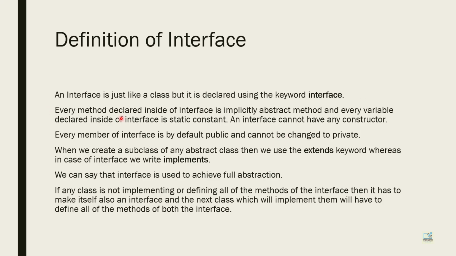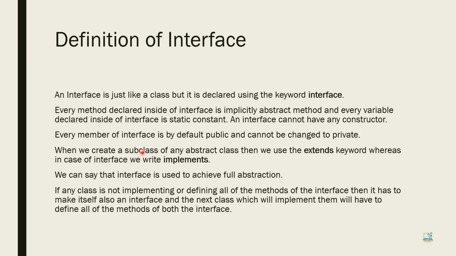Every method declared inside an interface is implicitly an abstract method, and every variable declared inside the interface is a static constant. That means you cannot have a normal variable. An interface cannot have any constructor. In an abstract class we can have a constructor, in an interface we cannot. Every member of an interface is by default public and cannot be changed to private. In an abstract class we can have private or protected members, but in the case of an interface it is strict that the members will be public.